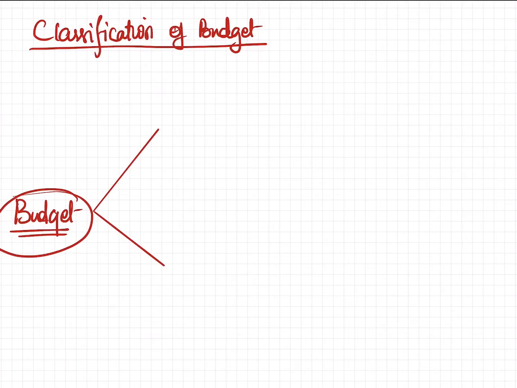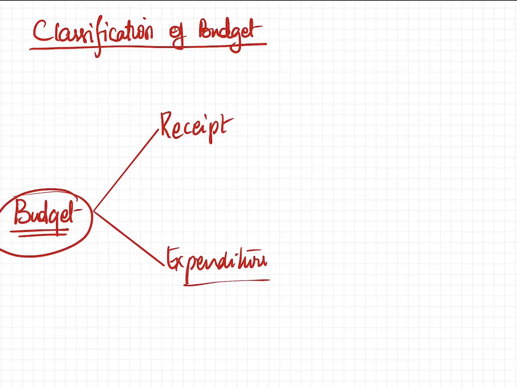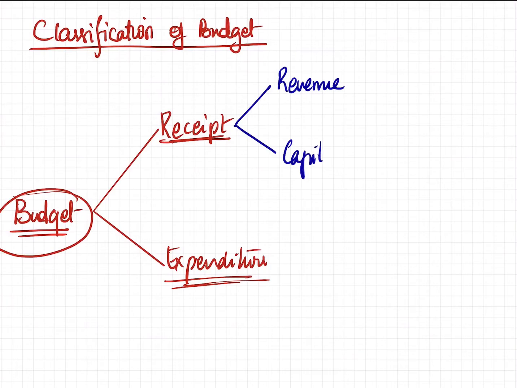Now, the next topic is classification of our budget. When the government presents its budget, the budget will be divided into two broad headings. One is the receipt and the other one is the expenditure. When we say receipt, as discussed in the previous video, anything that the government receives into its account is receipt, and anything that the government spends from its account is expenditure. Now, the receipts can be further classified into two types, as discussed yesterday. That is your revenue receipt and your capital receipt.